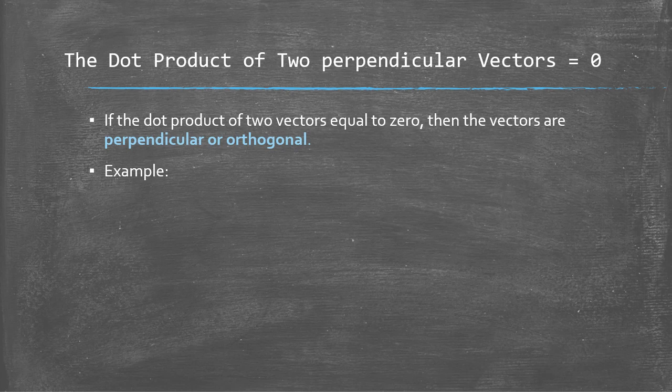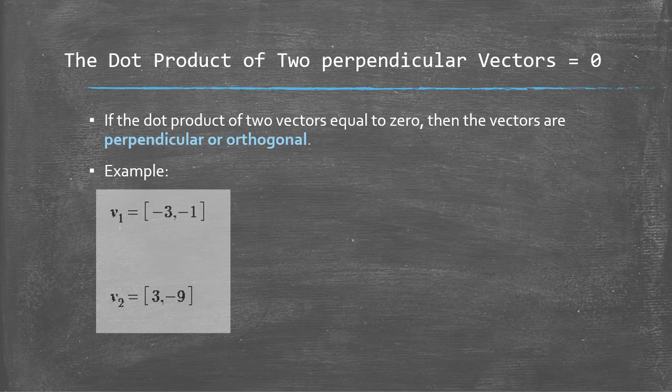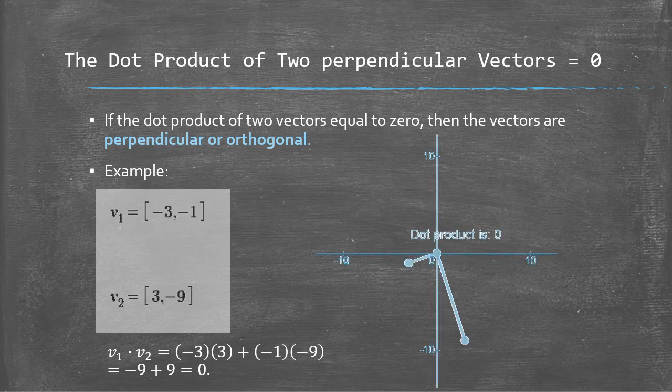Now, if the dot product of two vectors is 0, then the vectors are perpendicular. So if we took these vectors, if we took their dot product, notice it is 0, so we can conclude that they are perpendicular.